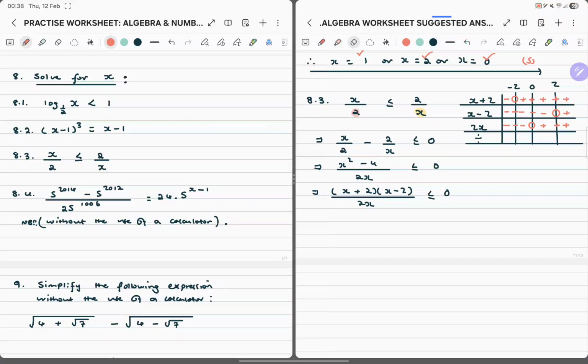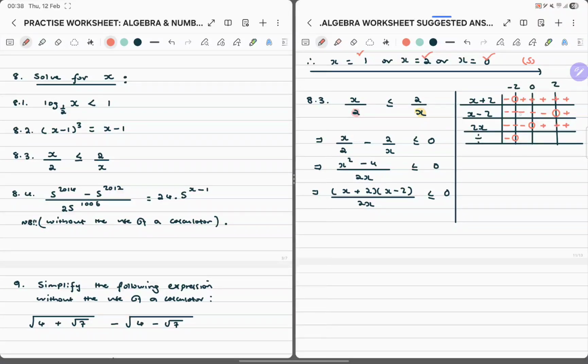So, what are you doing now? Let's get this done. We've got negative times negative, that's positive. Positive overall divided by negative is negative. 0 times any number is 0, and 0 divided by any number is 0.